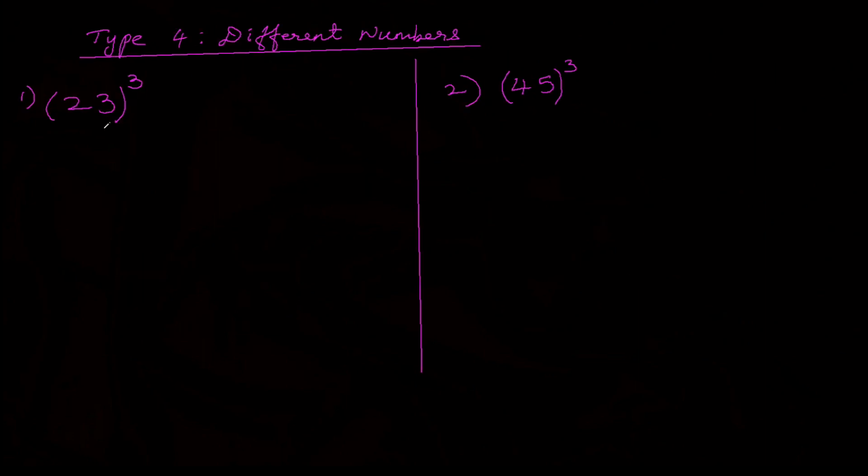Let's do type 4. Different numbers, 2 and 3. Now here the process is a little different from the other three types. First part, write the cube of 2. 2 cubed is 8. And the last part, write the cube of 3. 3 cubed is 27. Now for the two middle parts, square this number and multiply with the second number, like 2 squared times 3. 4 3s are 12.